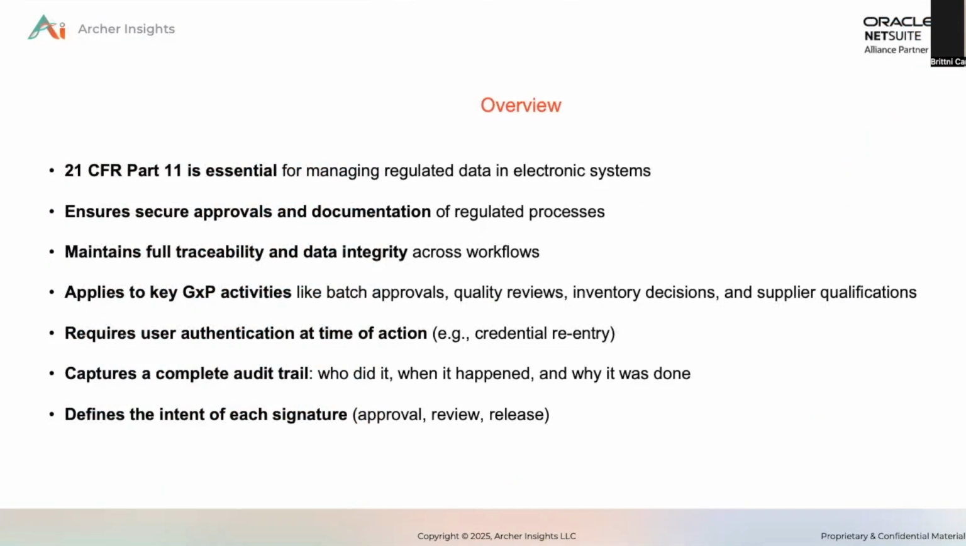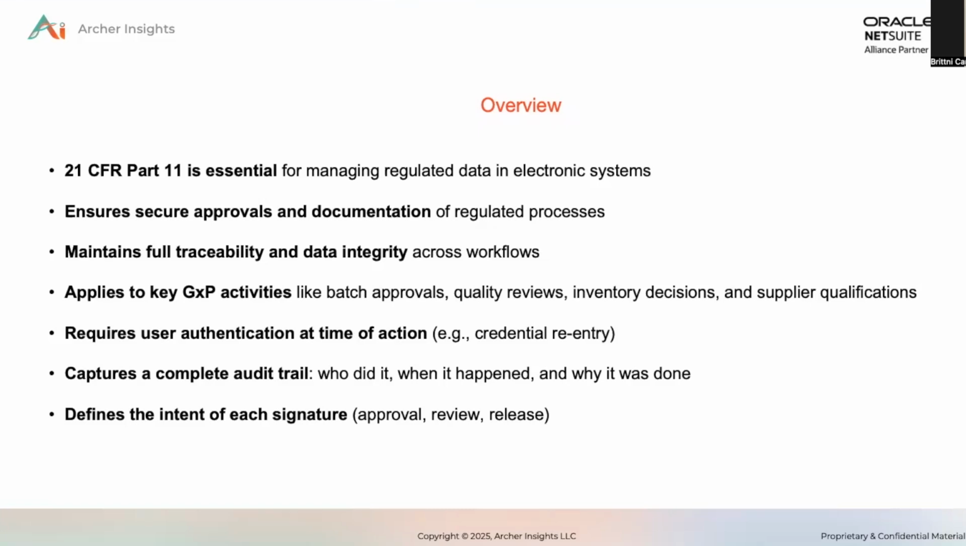The 21 CFR Part 11 solution is critical when using electronic systems to manage regulated data. It enables organizations to securely approve, verify, and document regulated business processes while maintaining full traceability and data integrity. Part 11 electronic signatures are typically applied to controlled transactions such as batch record approvals, quality reviews, inventory disposition decisions, supplier qualifications, and other GXP relevant workflows.